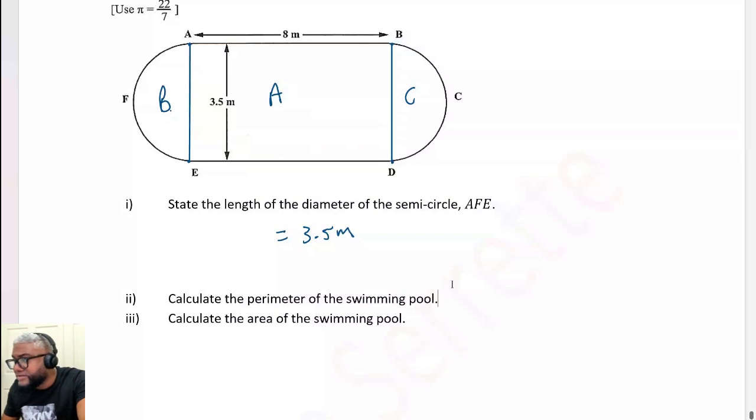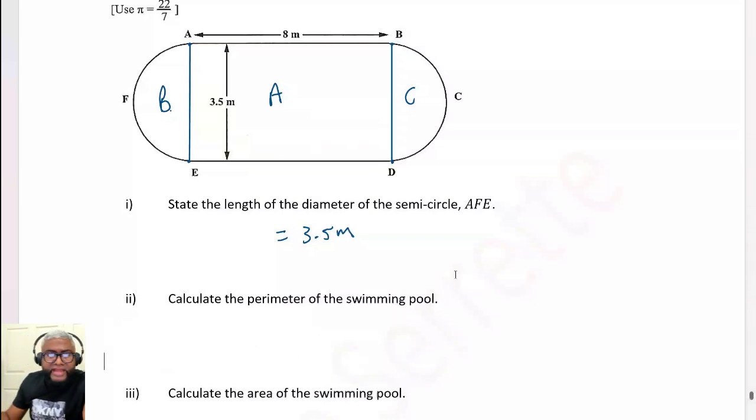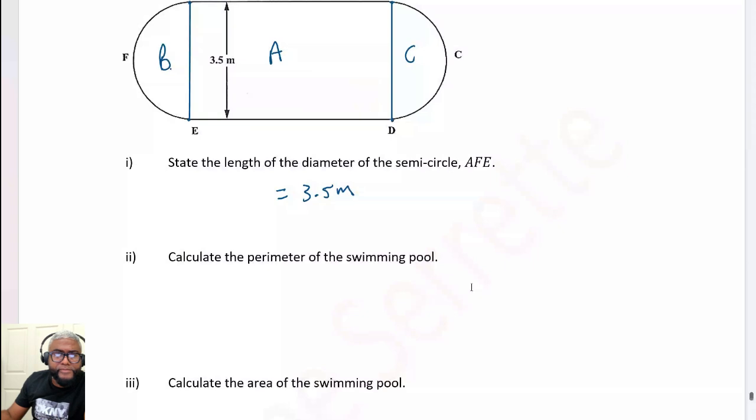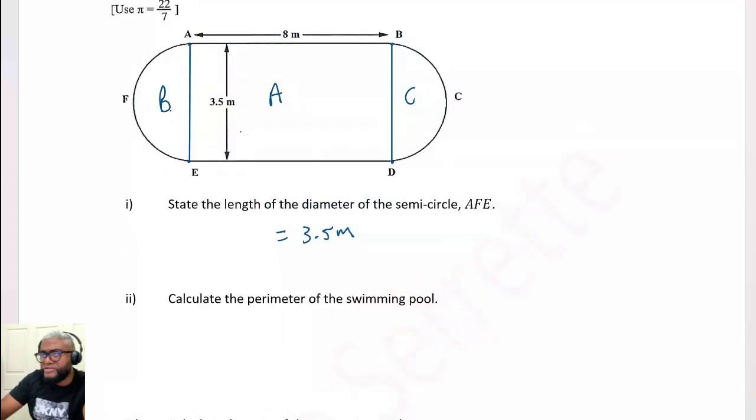In order to find the perimeter of the swimming pool, what do we need to find here, Abijah? In order to find the perimeter of the swimming pool, sir, we have to multiply 8 by 2. 8 by 2 will be the perimeter of the whole swimming pool. The swimming pool is just here and here. First we have to find here the rectangle.